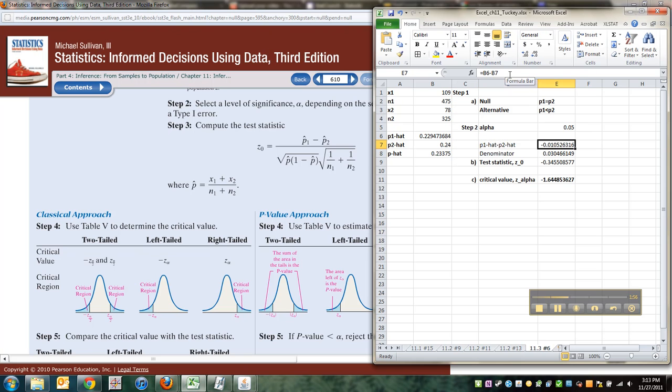Okay, so now I found the numerator of this test statistic. That's pretty easy. You just take p1 hat minus p2 hat. Great. And then I'm going to do the denominator. It's this big, ugly square root thing. So I want the square root of p hat, which is in cell B8 for me, times 1 minus p hat. And then I close those parentheses off. Times. And now I do another square root. And then 1 over n1 plus 1 over n2, and I close that parentheses. And then I just take that numerator and divide it by that denominator, and I have my test statistic of negative 0.345.